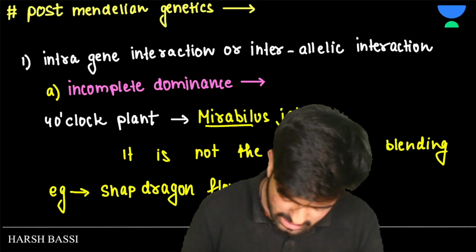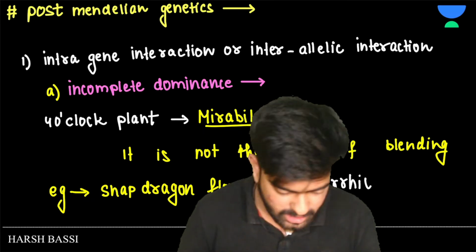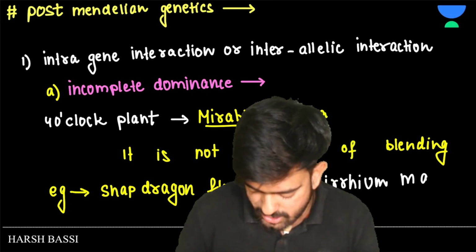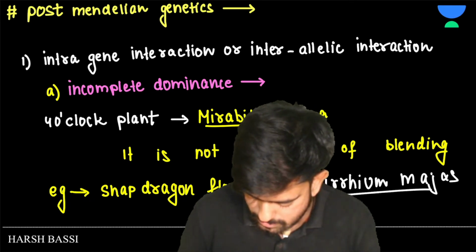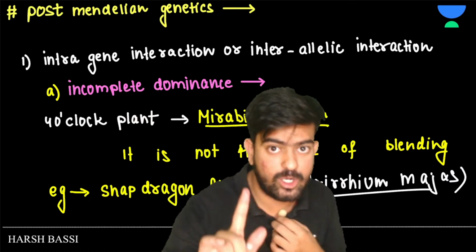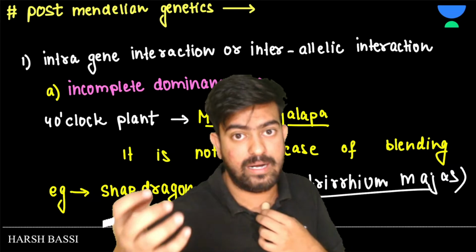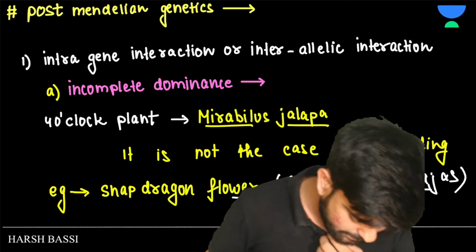Antirrhinum majus. Okay, it is the scientific name. Do remember the scientific name, okay? Because in the exam, they're not going to give you the direct snapdragon or four o'clock plant. They are going to give you the scientific name, okay?